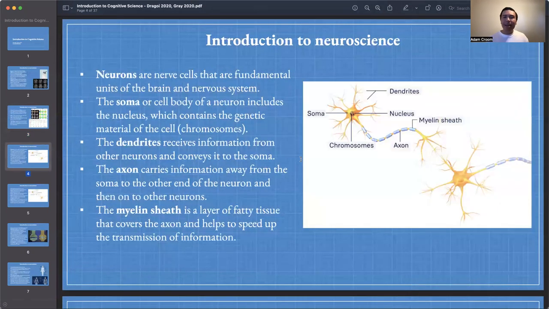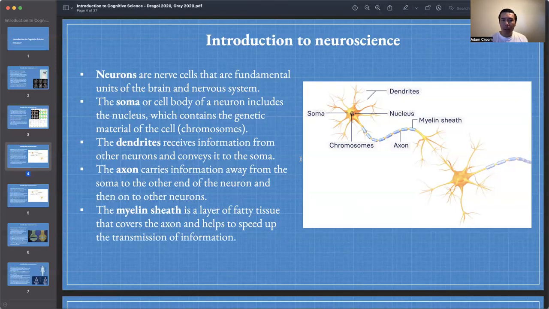All right, now that we've looked at some methods for studying the brain, next let's go ahead and discuss some basics of neuroscience. For example, what's a neuron? That might be important for our work as cognitive neuroscientists. So neurons are nerve cells that are fundamental units of the brain and nervous system.